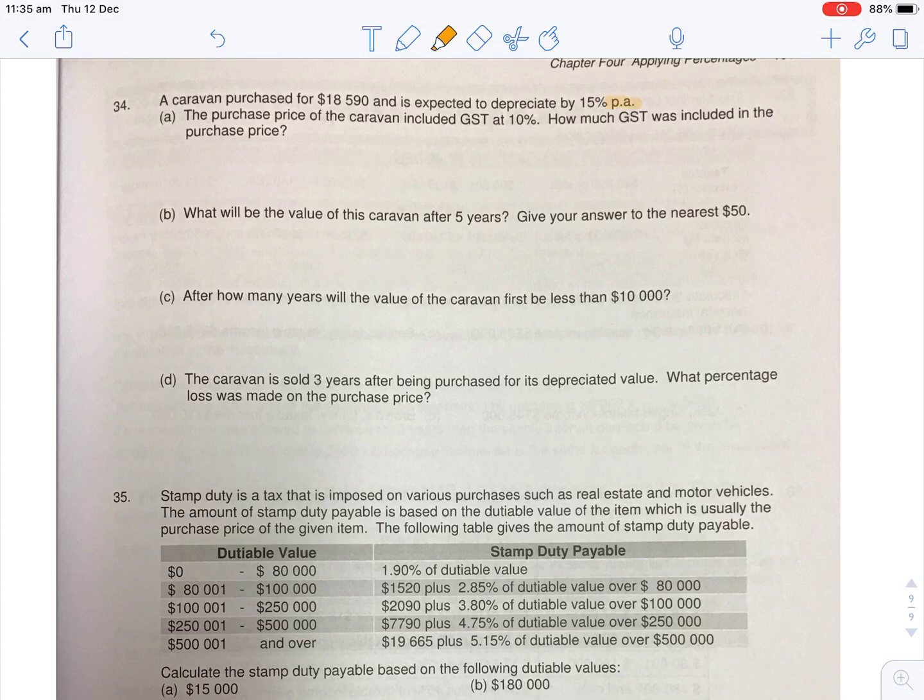PA means per annum. The purchase price of a caravan included GST at 10%. So how much GST was included in the purchase price? For just the GST, you're going to go 18,590. That was the purchase price, so that would have included GST. So I'm going to divide that by 11 to get the GST. So 18,590 divided by 11 means that what I paid in GST would have been 1,690.